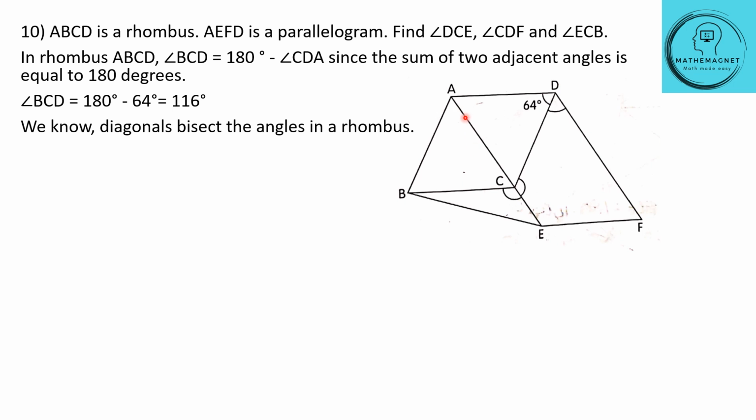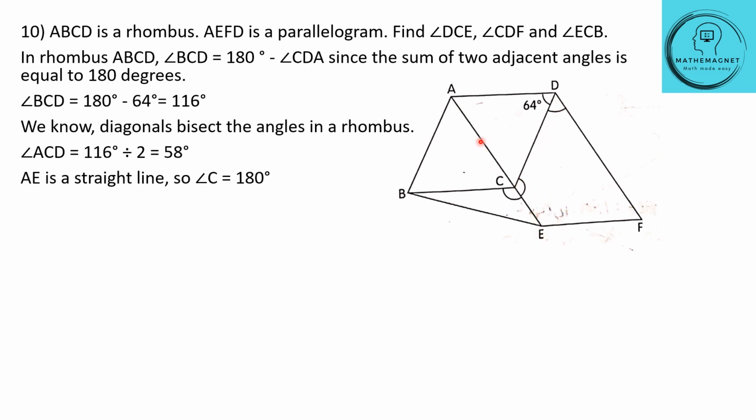Now we know the diagonal bisects this angle into two equal halves. So ACD will be equal to 116 divided by 2, which is equal to 58. Now you know this angle is 58, that is, ACD is 58. Now we have to find angle DCE.